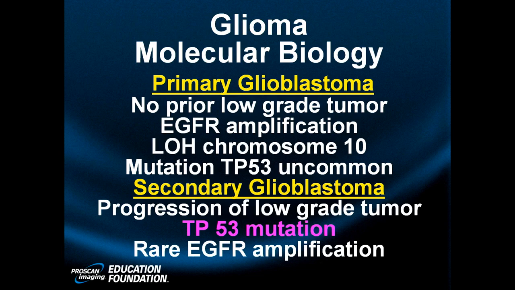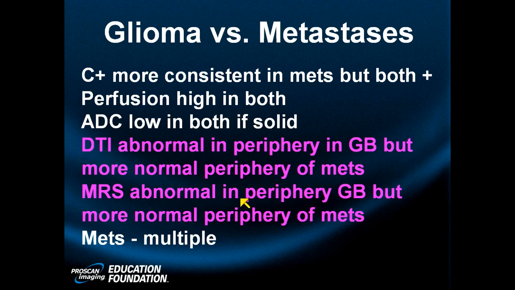But we also have another way to look at glioblastoma, which is primary, and these are patients that have had no prior tumor. They simply present with a GBM. They have something known as EGFR amplification, and they have an abnormality at chromosome 10. Remember the deletion that we discussed in oligo, which is not present in GBM. They have another mutation, which is uncommon, called TP53. But if it's a secondary glioblastoma, in other words, progression of another tumor, let's say an oligoastrocytoma gone rogue, they do have a TP53 mutation, and they have rare EGFR amplification. So those are two different behaving neoplasms.